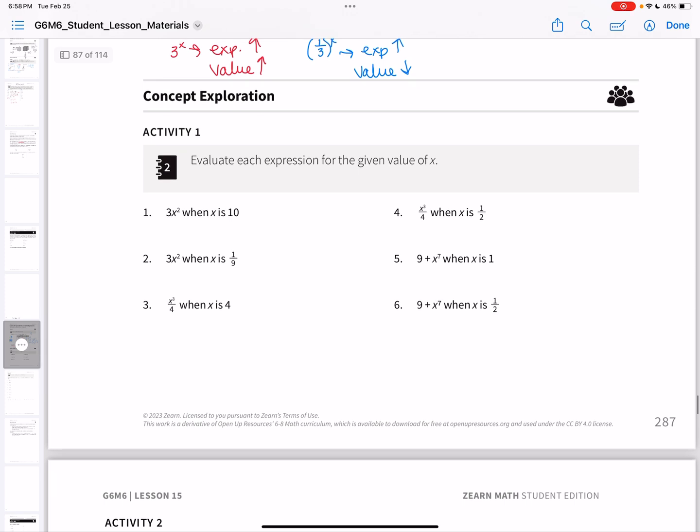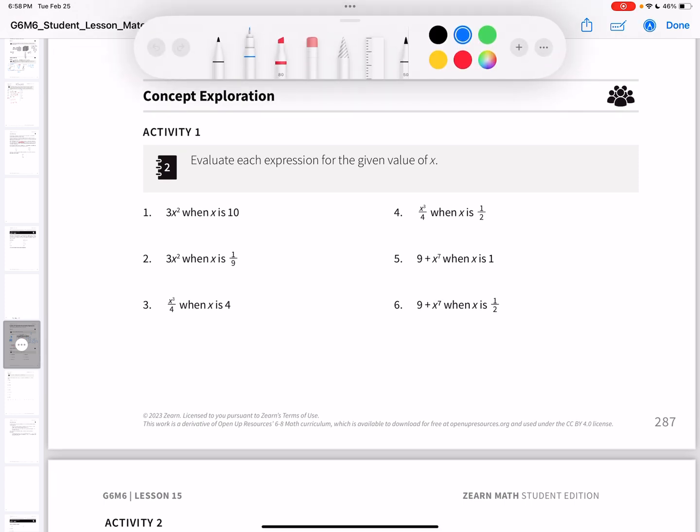So if I had 2x squared and x was 3, PEMDAS says that I have to do exponents first, then multiplication and division. So if I have 2 times 3 squared, because I've put that 3 into my x, I have to do this term first before I can multiply. So I would do 3 times 3, which is 9, and then I would multiply by 2. 2 times 9 is 18. Okay?